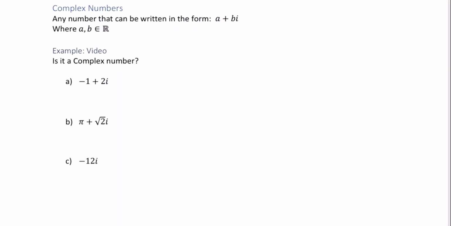A complex number is any number that can be written in the form a plus bi, where a and b are real numbers. We're going to call this standard form. We have the real part first and the imaginary part second. We typically want to do that whenever we're dealing with complex numbers. We want to put it in standard form.